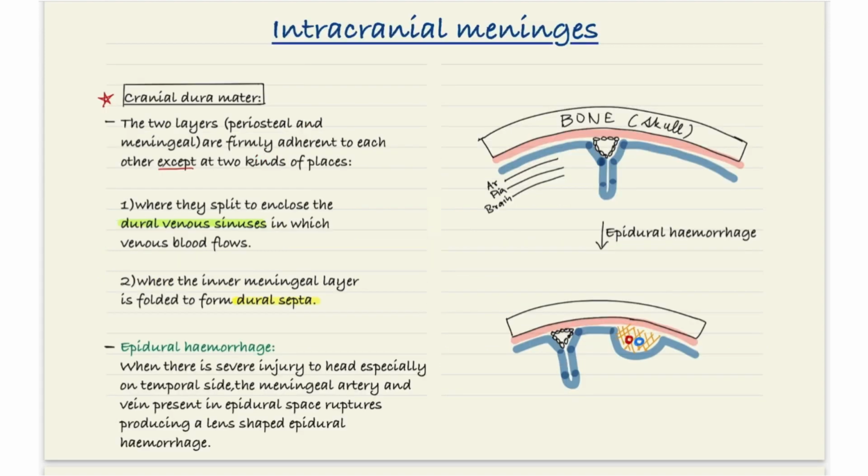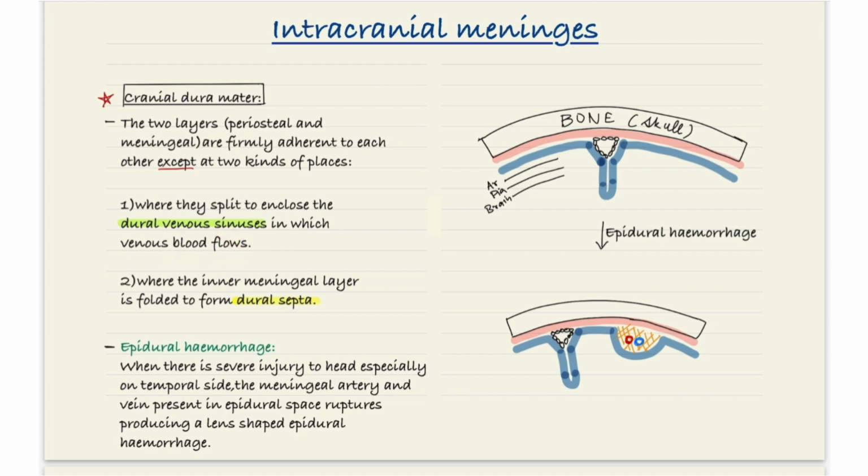Now coming to intracranial meninges. As we know, the meninges cover the brain as well as the spinal cord. So the part which covers the brain is the intracranial meninges, which we will discuss in this video, and in the next video we will go to the spinal meninges. Okay, so cranial dura mater first. The two layers, the periosteal and the meningeal layer, are firmly adherent to each other except at two kinds of places. First, where they split to enclose the dural venous sinuses in which the venous blood flows.